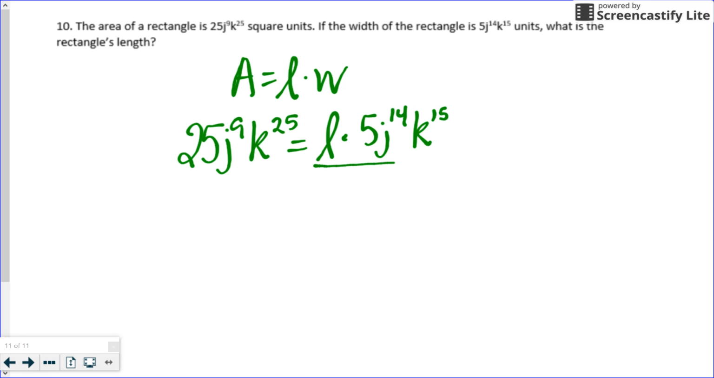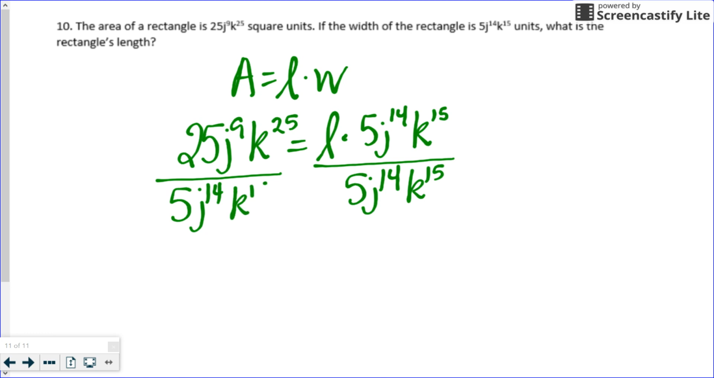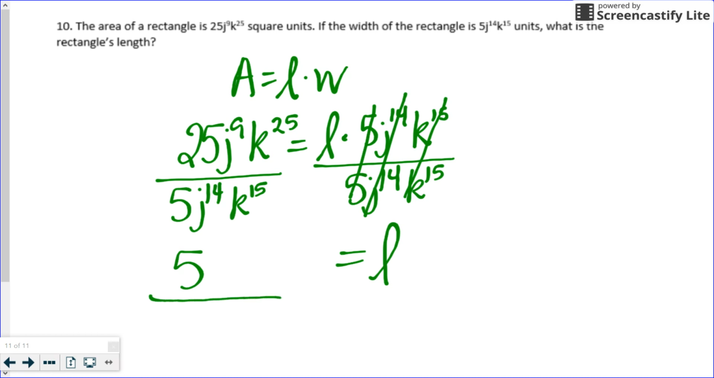To get this L by itself, we've got to divide everything off. If I divide that off of one side, I'm going to divide all that gobbledygook off of the other side. So on this side, the 5's, the j's, the k's cancel, and I'm just with the length. On my other side, we're going to do a little division. 25 divided by 5 is 5. J to the 9 minus 14. 9 minus 14 is negative 5. So that's going to end up on the bottom as j to the 5th. And then k to the 25 minus 15 is k to the 10th. Since it's positive, we're going to put it on the top. And so that's our length.